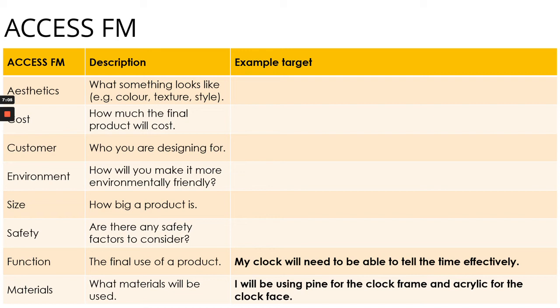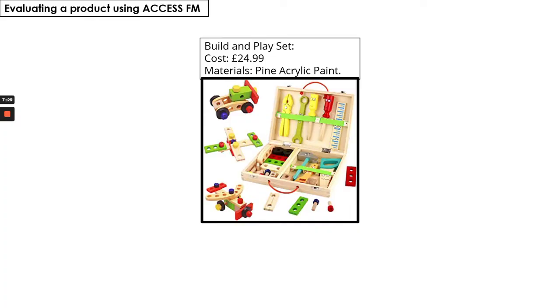Awesome. If you're hearing this, that means you have completed all of your targets for your Access FM specification. That's the first use of Access FM, to create targets for our design work. The second use is we use Access FM to evaluate products, either products that we've made ourselves or products made by other people. So, before you go on to your final independent task, I'm going to talk through how to evaluate a product effectively using Access FM.